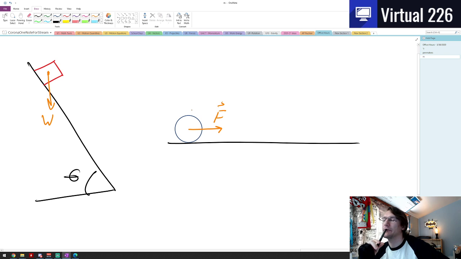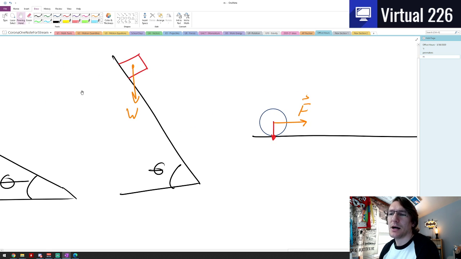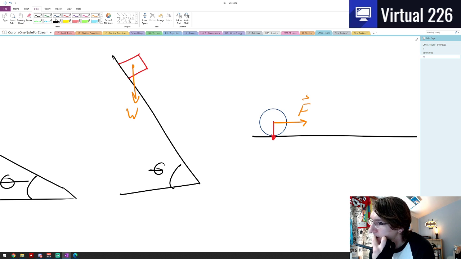Because there's no torque at the pivot point, which is the center of mass. Oh, you got a good point, because that pivot point's right here, and that's on top of the center of mass. Good point. Okay, good counter. I like it. Would this roll?